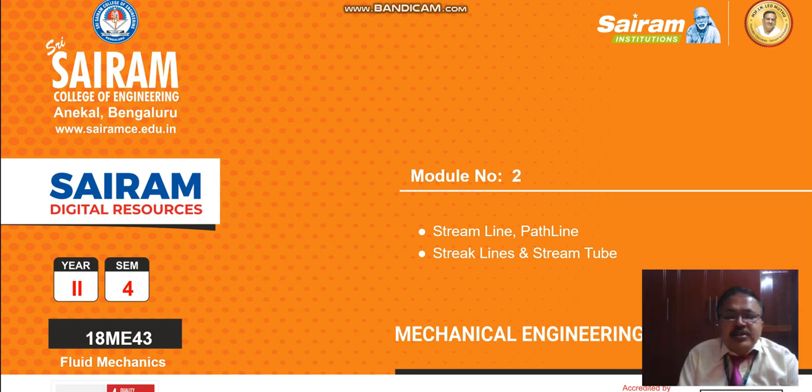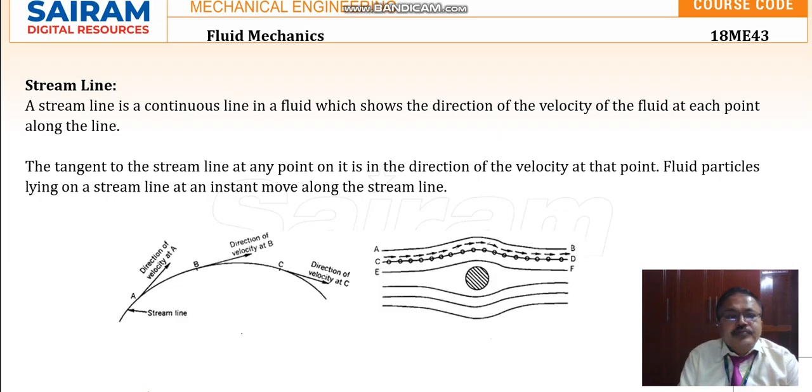Good afternoon, friends. Now we are discussing streamlines, path lines, streak lines, and stream tubes in this presentation of module number 2 in fluid mechanics. So what is a streamline? It is a continuous line in the fluid which shows the direction of velocity of the fluid at each point along the line.